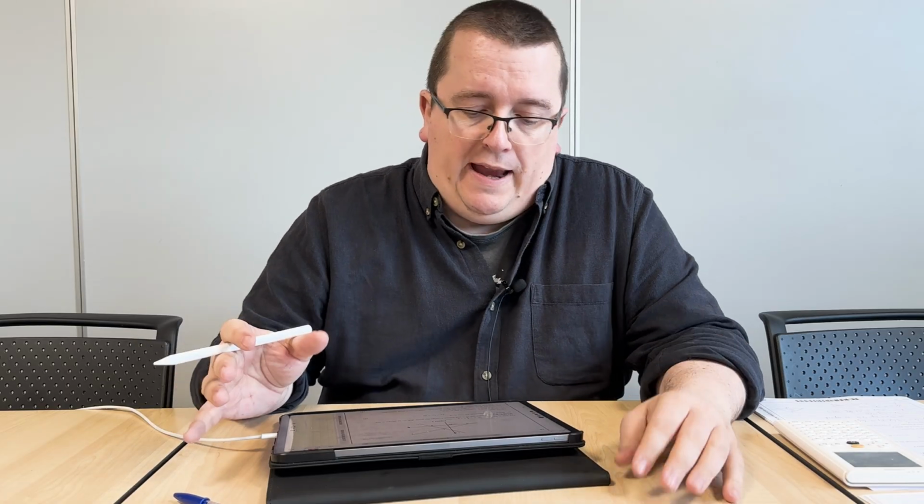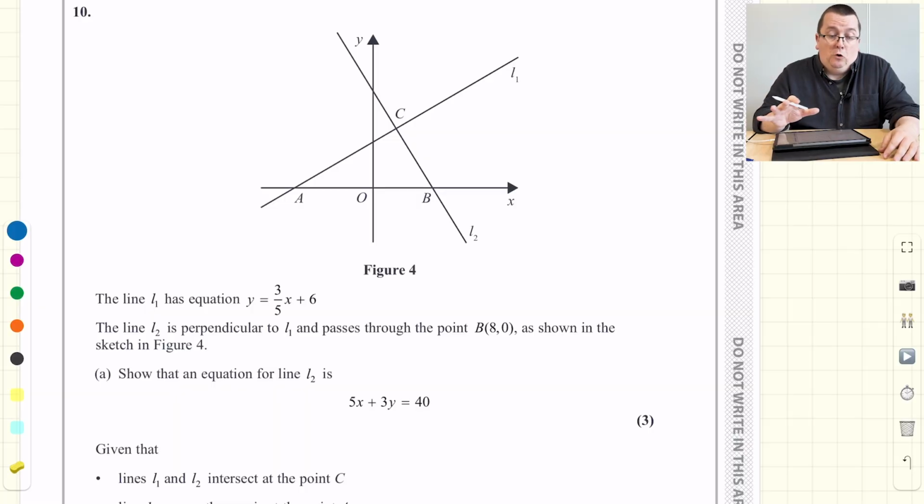So this is question number 10. We have figure 4. The line L1 has equation y equals 3/5 x plus 6. The line L2 is perpendicular to L1 and passes through the point B, (8, 0), as shown in the sketch in figure 4. Part A. Show that an equation for line L2 is 5x plus 3y equals 40.